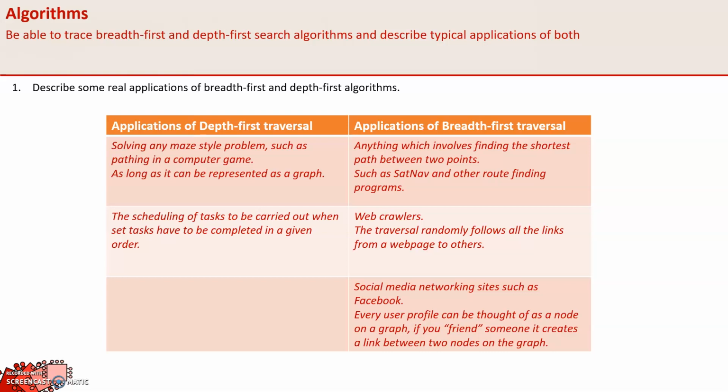And social media networking sites, so things like Facebook. If you think about users, each of those users can be thought of as a node on the graph. And if you are a friend of someone, it will then create a link between those two nodes on the graph. And if you want to find out all of a person's friends, to find out if they overlap with your friends perhaps, then a breadth first traversal would visit every person who was a friend of that person first to pull out that information.